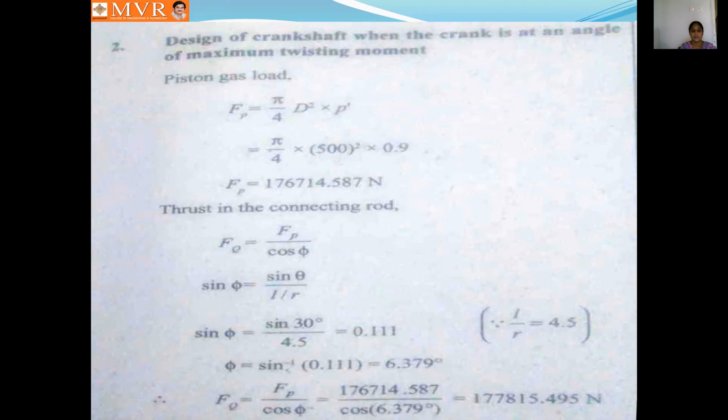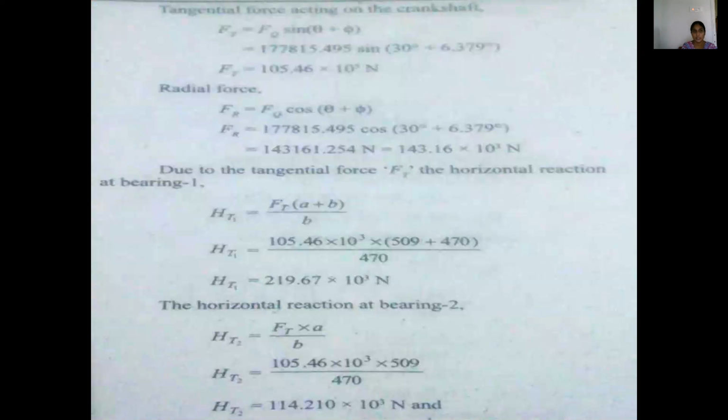Substitute all the values, you will get the phi value. Phi is equal to 6.379 degrees. Substitute the phi value in that equation: FQ is equal to FP by cos phi. FP we already know, 17671.45 by cos phi value. Substitute, you will get the FQ.